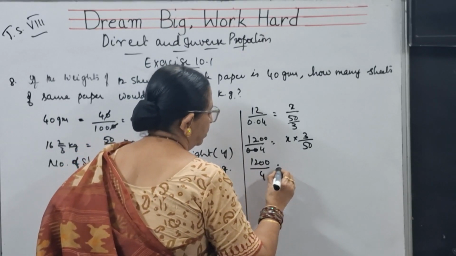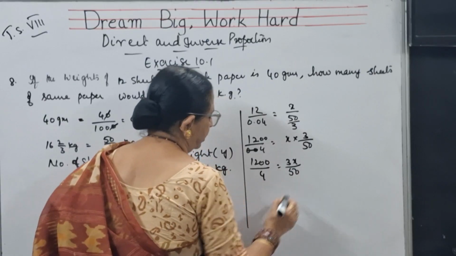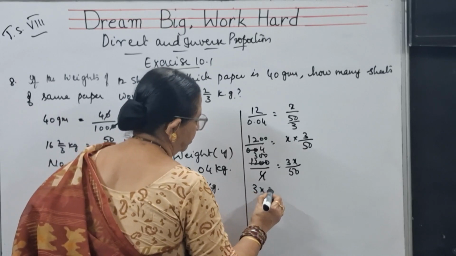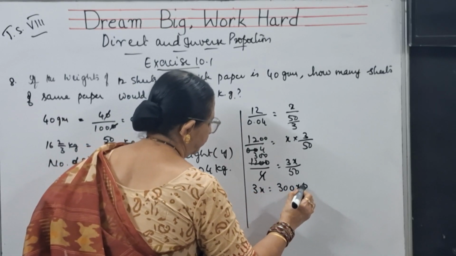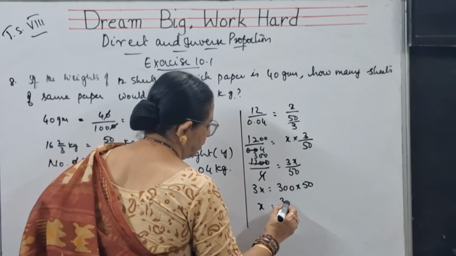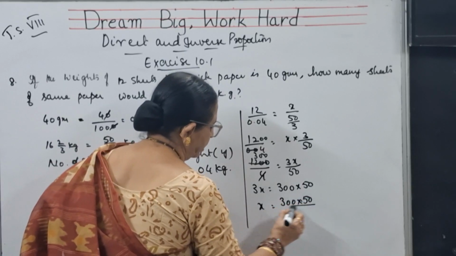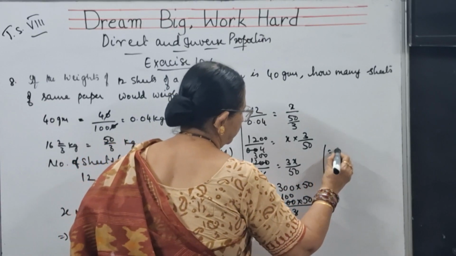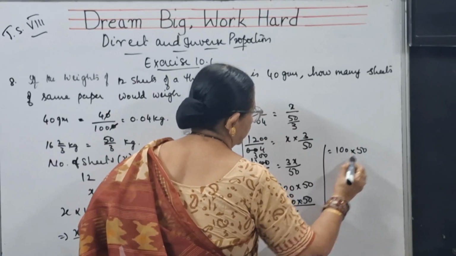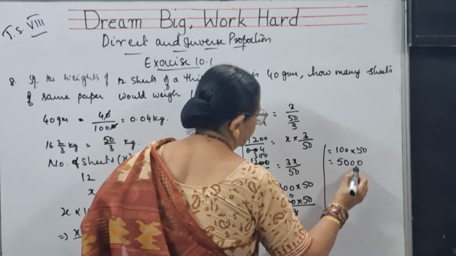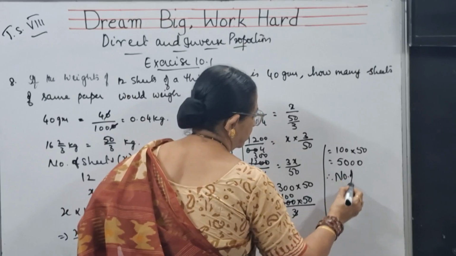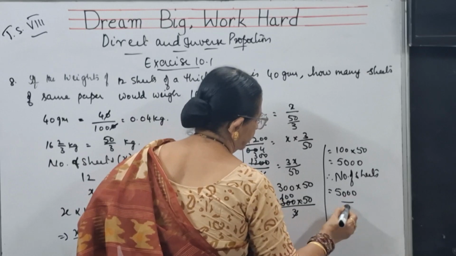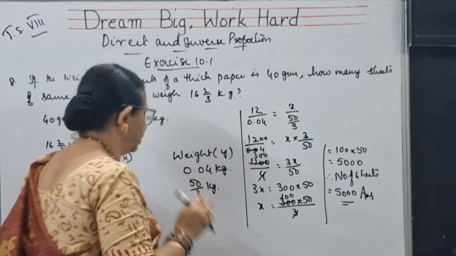1200 by 4 is equal to 3x by 50. This also I can cancel. 4 ones are 4, 4 threes are 12, so 300. So 3x is equal to 300 into 50. So what is x? 300 into 50 by 3. 3 ones are 3, so what is the value, children? It is equal to 100 into 50, that is 5000. So the number of sheets will be equal to 5000. This is the answer for this problem, children.